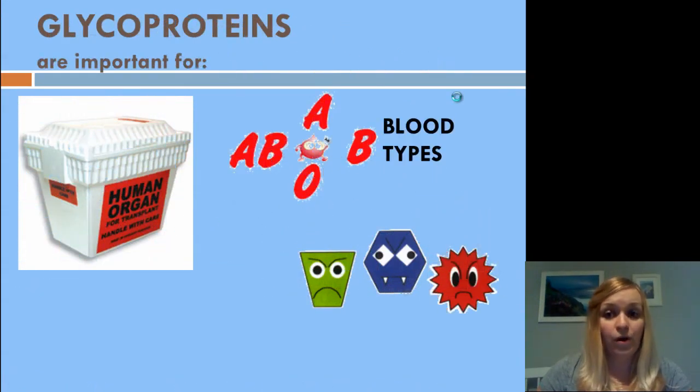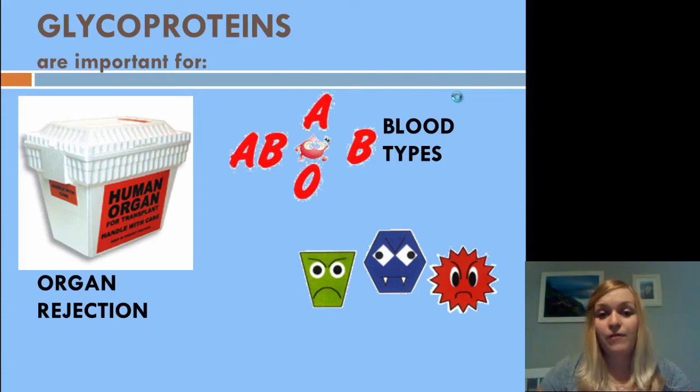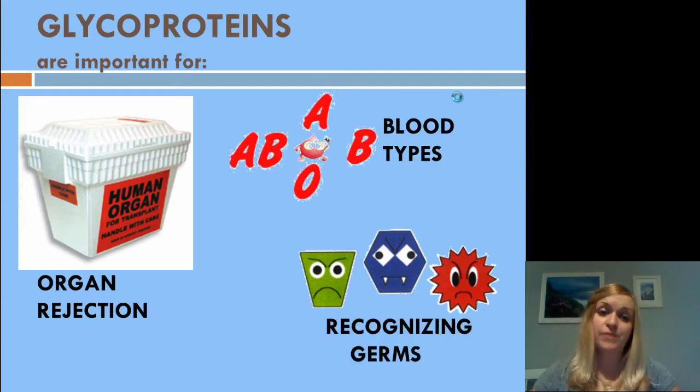Now, they're important for blood typing. So anytime that you get a blood transfusion, you have to get a very specific type of blood so that it does not get rejected. Organ rejection, very similar. You have to have a very good match of an organ if you're ever going to get a transplant. Otherwise, your glycoproteins will stimulate your body to react and reject that organ. And then lastly, recognizing germs. Glycoproteins are very important in helping our bodies to recognize anything foreign and subsequently fight it off using an immune response.